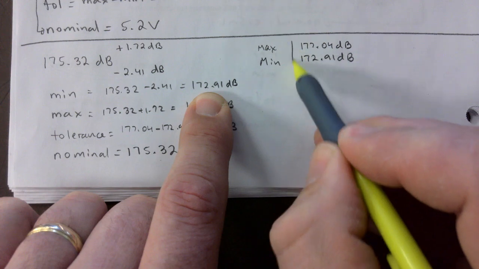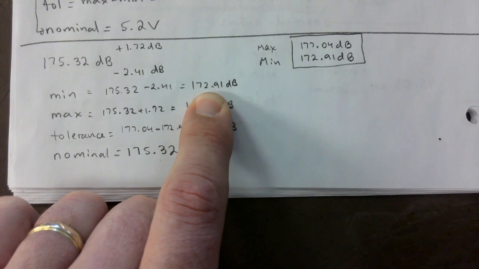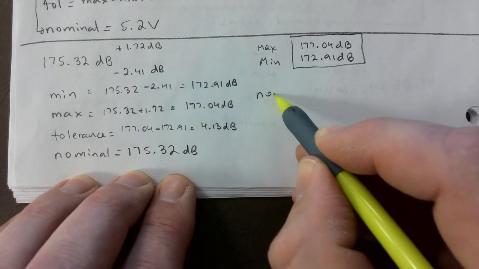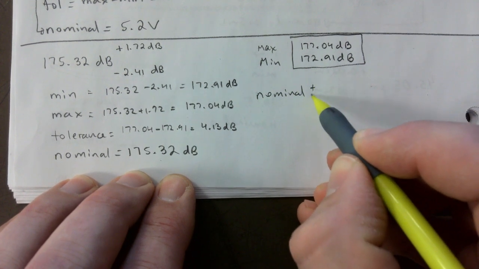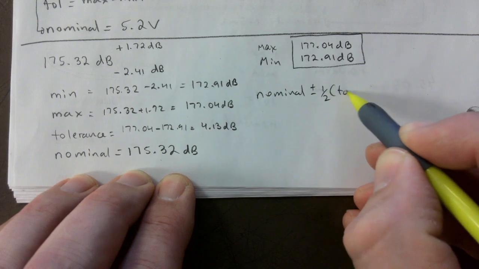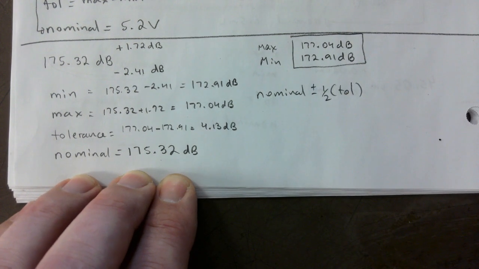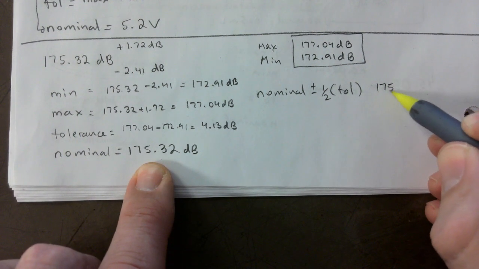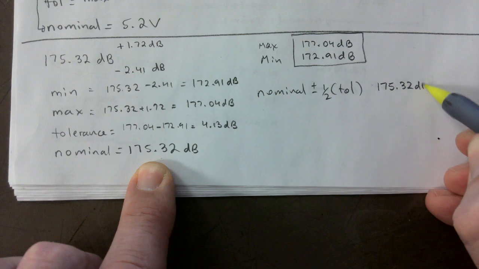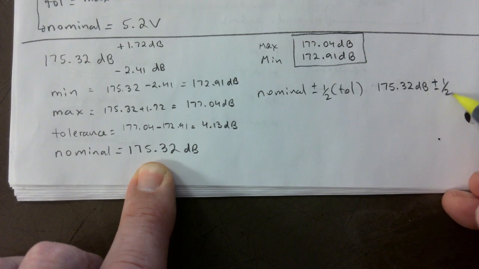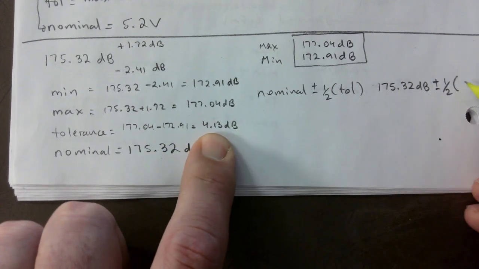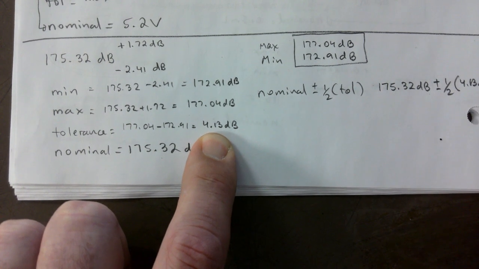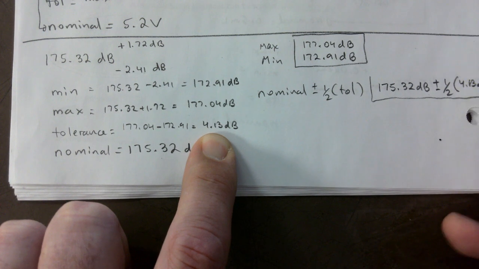This is one format right there. The other one is nominal plus or minus half the tolerance. That's the other format, right? So you just go ahead and grab your nominal from your checklist, and then you go plus or minus half of the tolerance, which is 4.13 decibels. Done. I'm going to box that in because that's my second format.